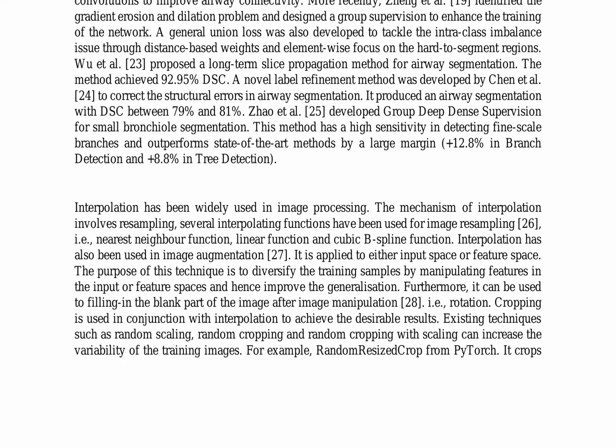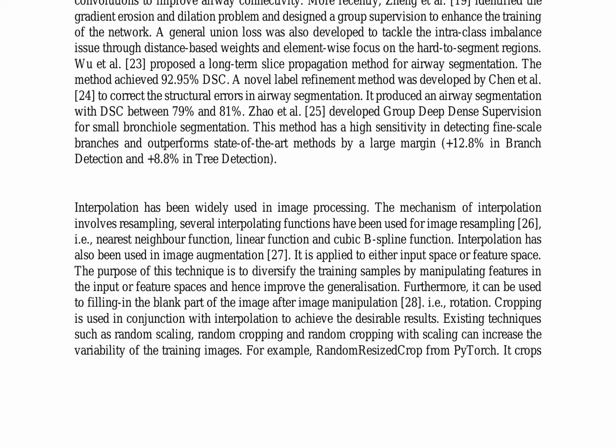Various interpolating functions, such as nearest neighbor, linear, and cubic B-spline functions, have been used for image resampling. Interpolation has also been used in conjunction with cropping to achieve desirable results, and existing techniques such as random scaling, random cropping, and random cropping with scaling can increase the variability of training images.